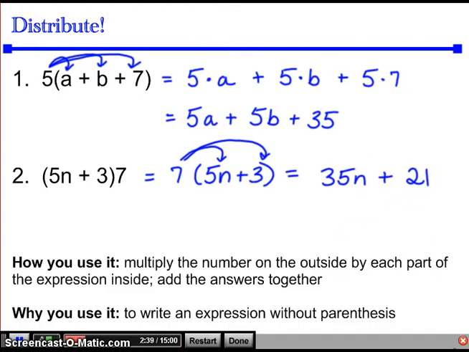So how you use the distributive property is by multiplying the number on the outside by each part of the expression inside, and then you add the answers together, as I did above. And the reason you use this is to write an expression without parentheses. Later on in the course, you'll see why we want to do this.